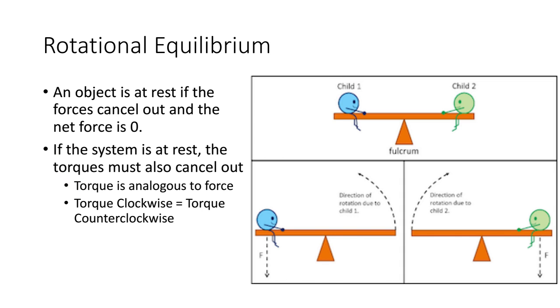So in this situation, child 1 is applying a force downwards, causing the object to rotate this way. And child 2 is applying a force downwards, causing the system to rotate this way. And in order for this object to be at rest, the torque on the left has to equal the torque on the right. The forces also have to cancel, which means that these two downwards forces here are technically being canceled by the force normal upwards from the fulcrum.